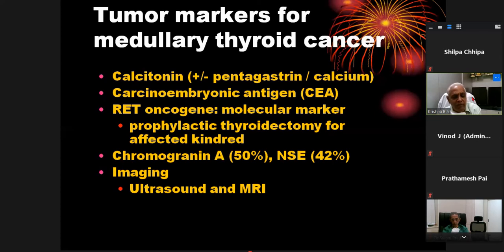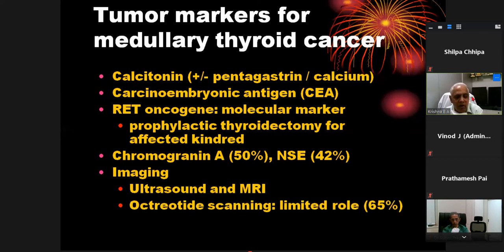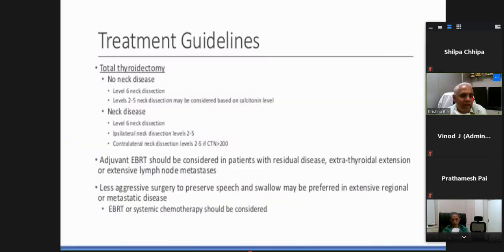At the imaging level, ultrasound and MRI. The octreotide scanning has a limited role, but I would say today FDG PET scan is the first one if you need to do a systemic evaluation of an MTC in a pre-op setting. Total thyroidectomy is the treatment guideline.